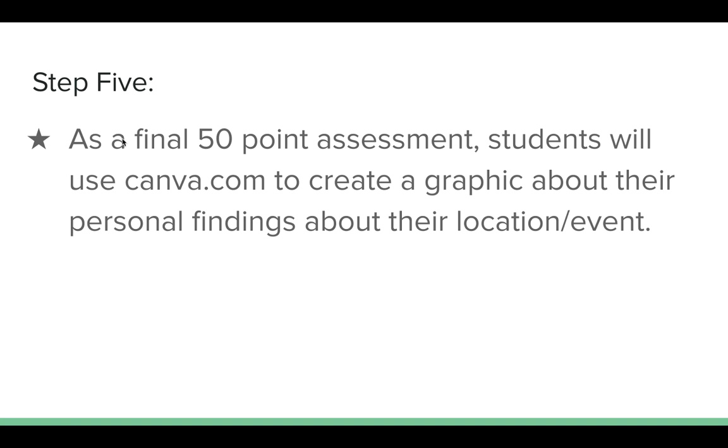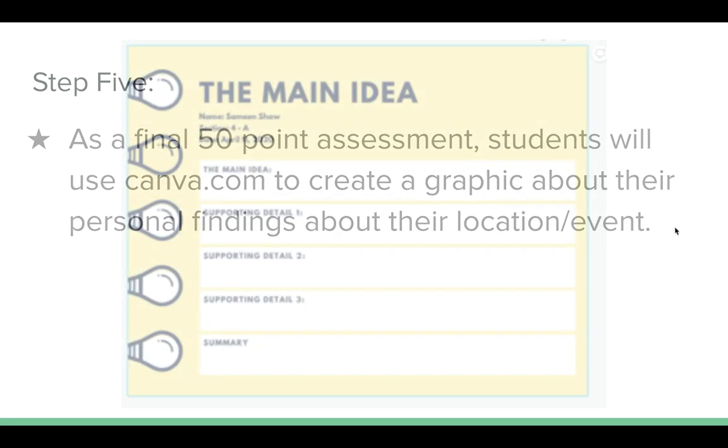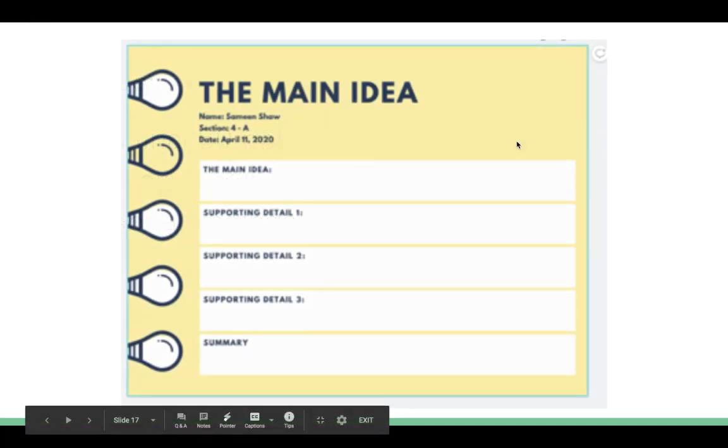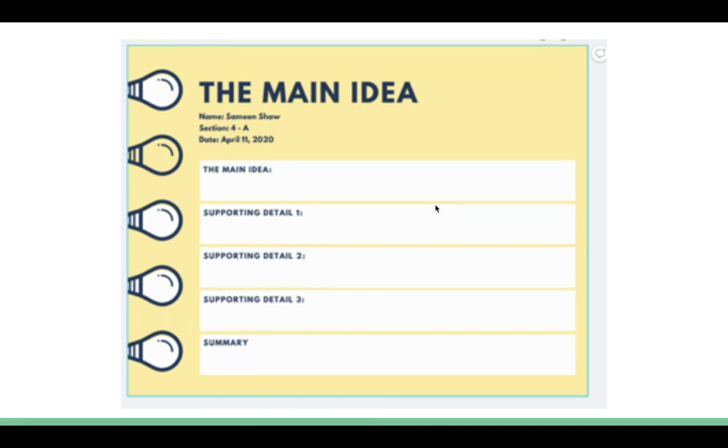Step 5. As a final 50-point assignment, students will use canva.com to create a graphic about their personal findings on their location or event. This is the kind of thing on canva.com that students can easily work with to make their own.